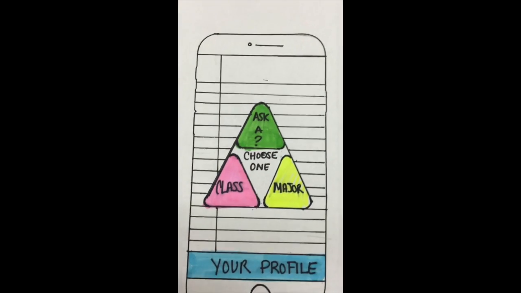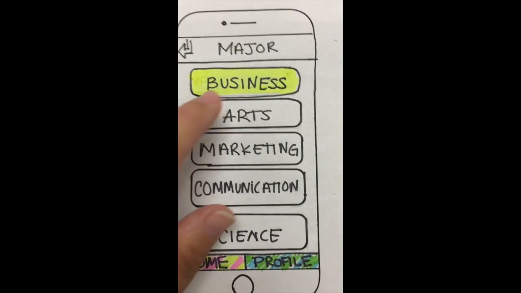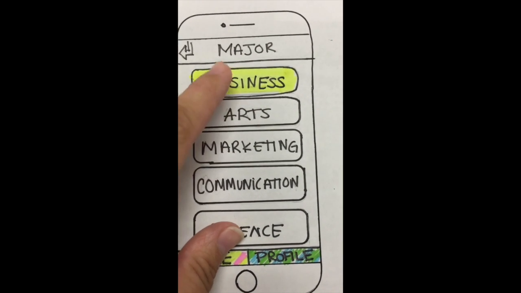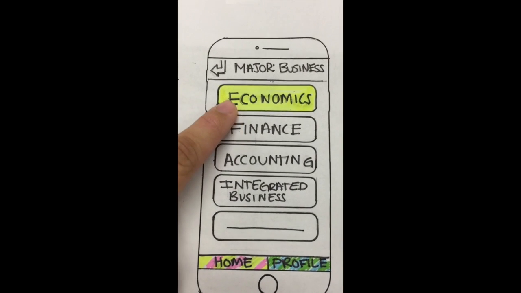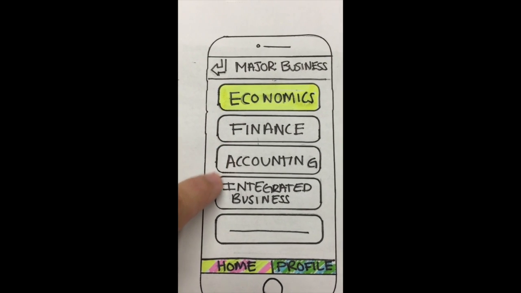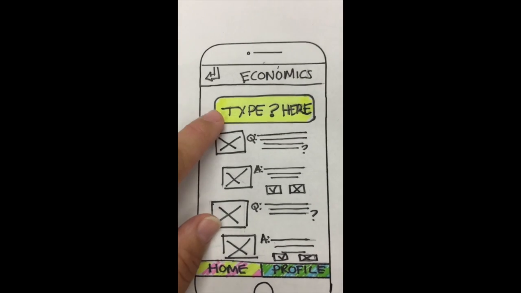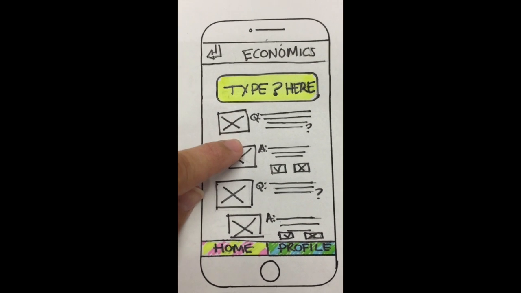And finally, the last option is major. So when you hit major, it brings you to this page where it's broken down into different sections. So if you hit business, it takes you here, which is broken down into specific types of classes. So when you hit economics, it takes you to this page where you can type your question and see people's most recent questions and answers again.